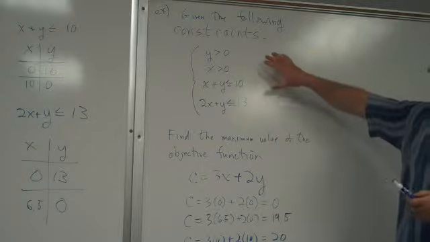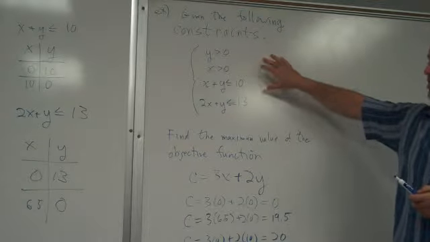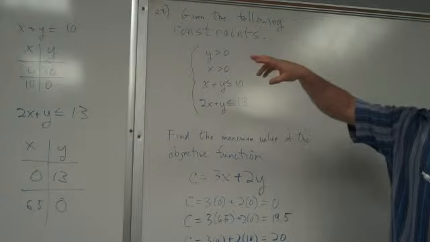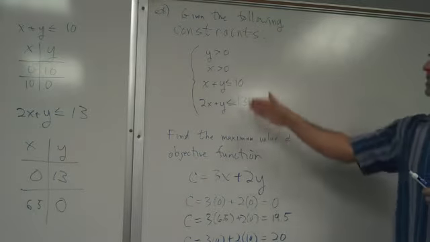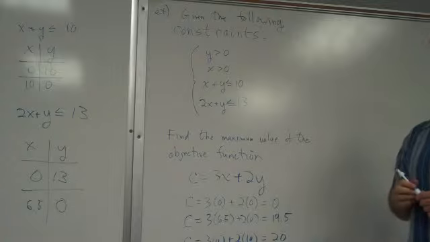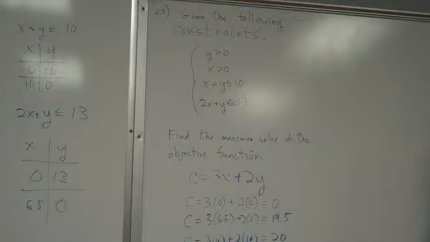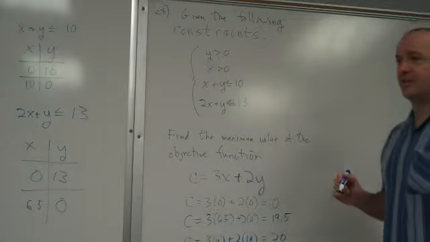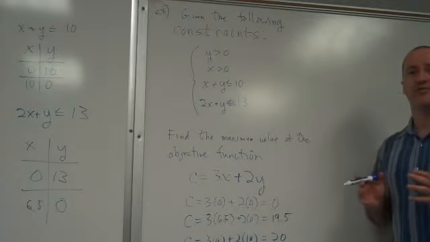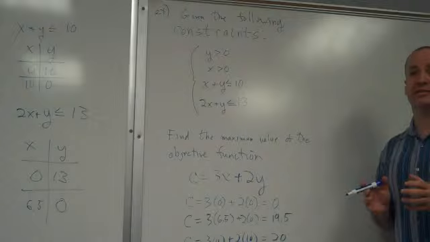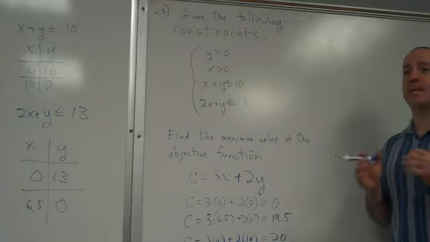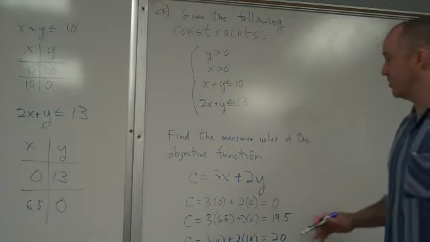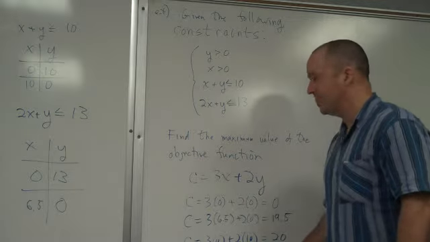You're given constraints. Let's review a sec. You're given constraints. You graph the constraints. The constraints are inequalities. So when you graph the constraints, you have to make sure you know which side to shade. The constraints in this case gave us a bounded region, a region that was all closed off. This region had corners, okay? You take the coordinates of the corners and you plug them into the objective function.